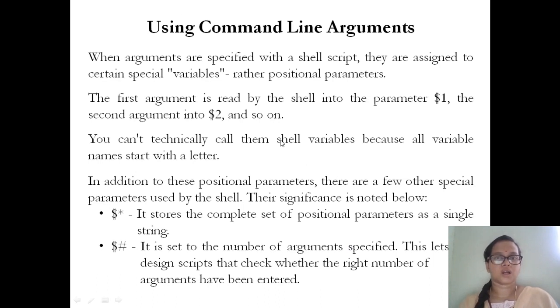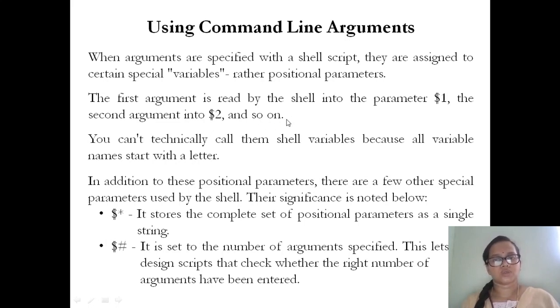Then what are command line arguments? When arguments are specified on your shell script, they are assigned to certain special variables. You can call them positional parameters. Based on its position, you can pass the parameters, and whatever parameters you have passed can hold the positional values. For example, the first argument is read by the shell as positional value 1, that is $1, and the second argument as $2, and so on.